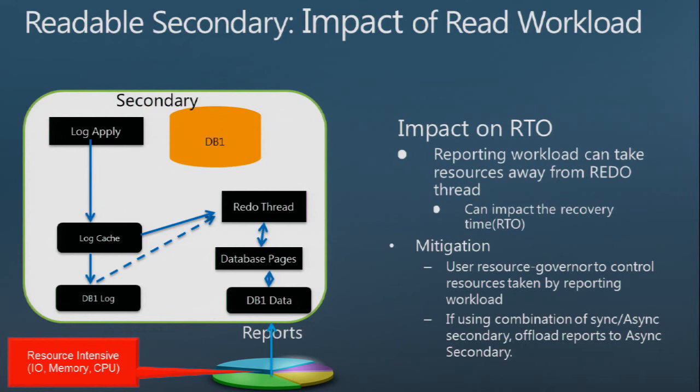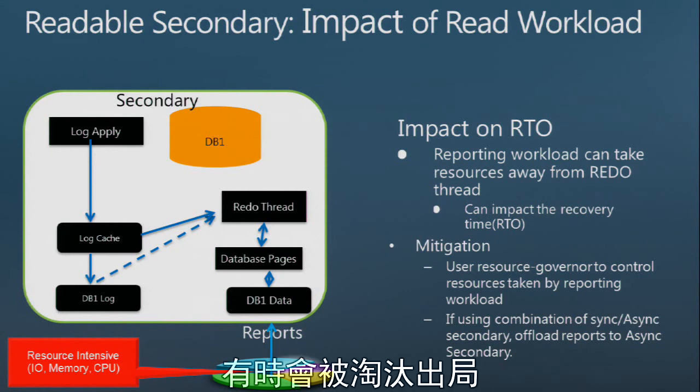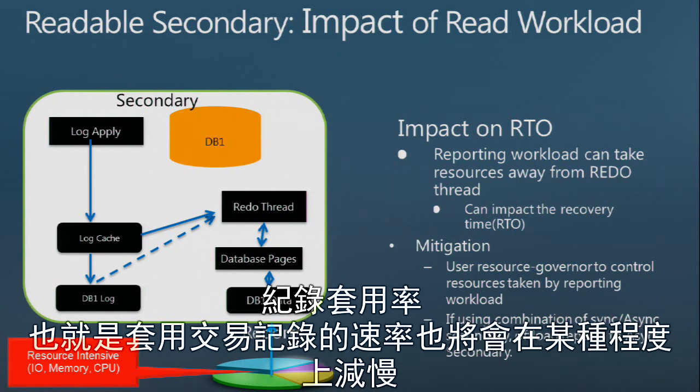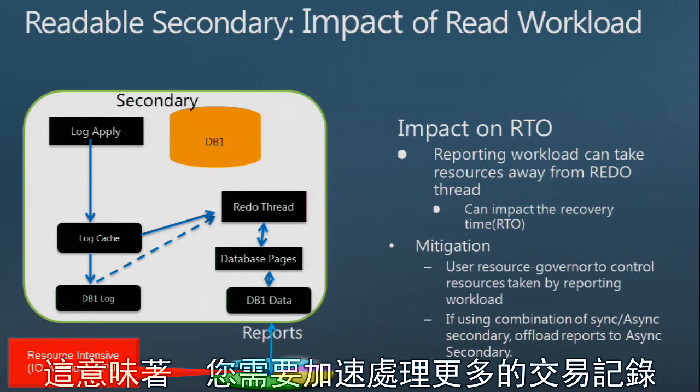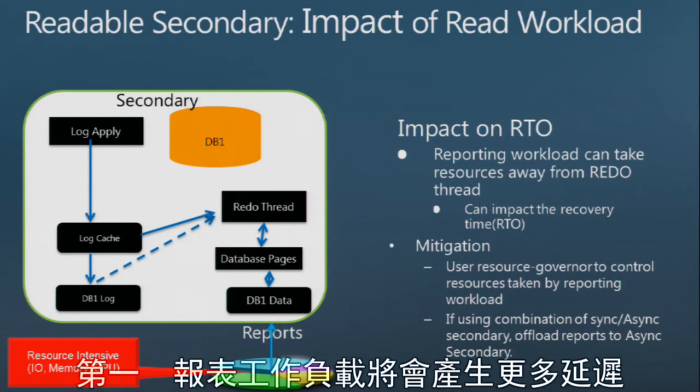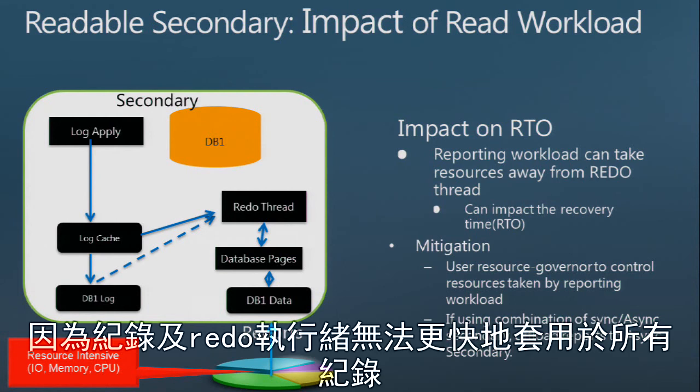So if you have a reporting workload that is taking 90% of IO cycles, and notice redo wants 25%, there is a competition. The redo thread is not going to compete to get those IO cycles, and sometimes it will lose out, right? So what happens is it will slow down. The raw log apply rate, the rate at which it was applying the transaction log, there will be some slowdown. What it means is that you have a lot more transaction logs to catch up on. It has two impacts. Number one, your reporting workload will see a lot more latency, right? Because the redo thread is not able to apply all logs at a faster pace.